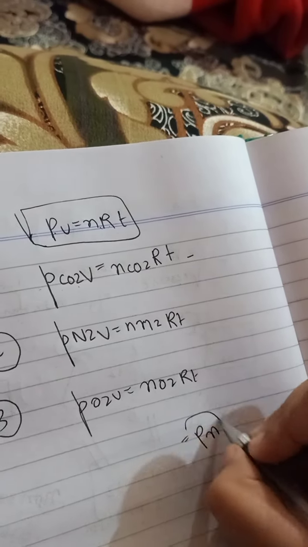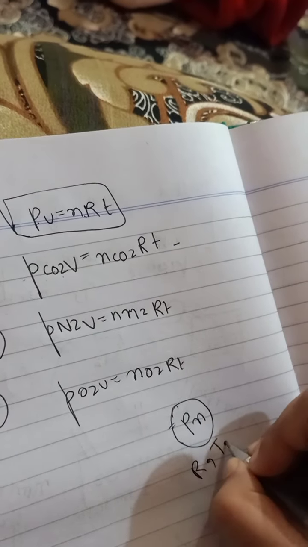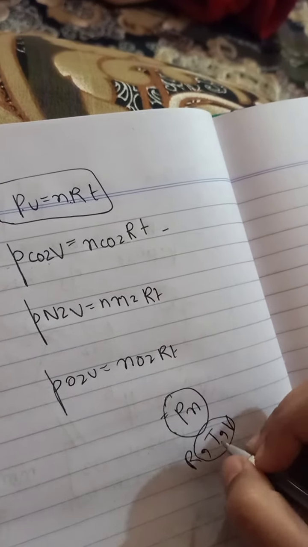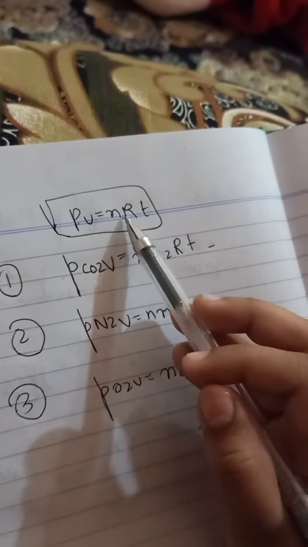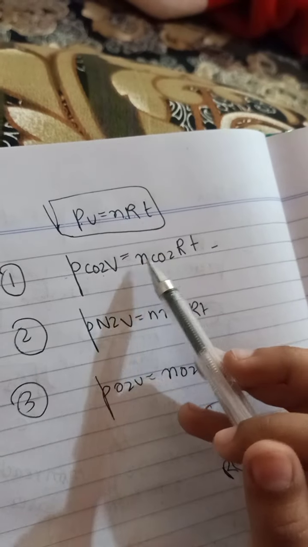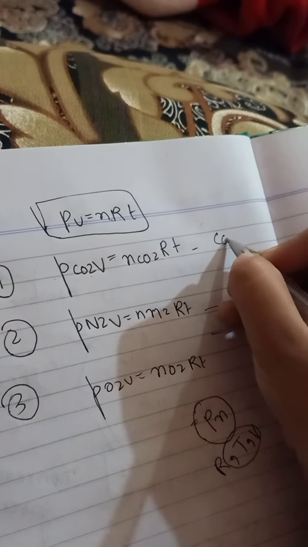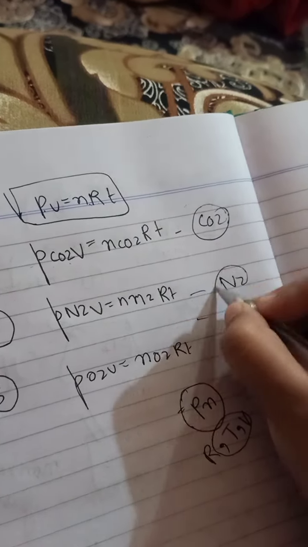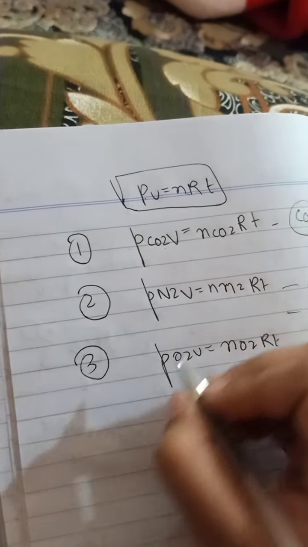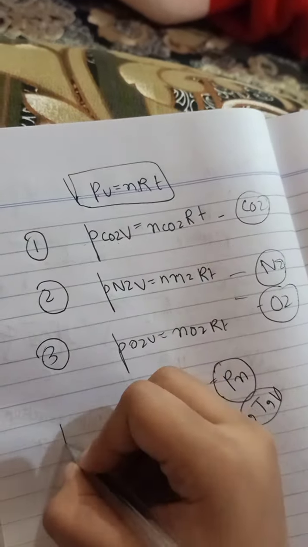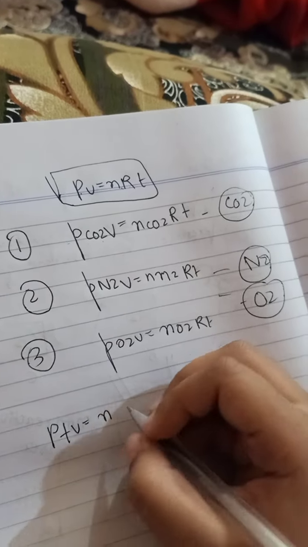You can see that pressure and number of moles are variable, and the constants are R, T, and V. They are constant because of the STP. So here we have the equations and we have just put in the values for the gases. This is equation 1, this is the equation of carbon dioxide, this is the equation of nitrogen, and this is the equation of oxygen.